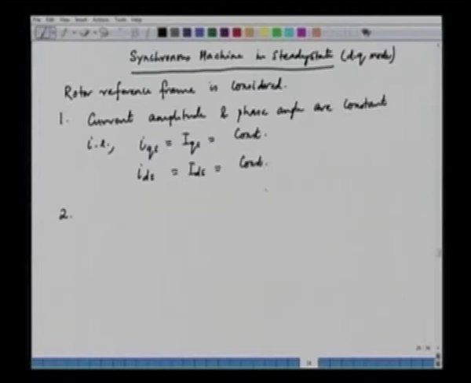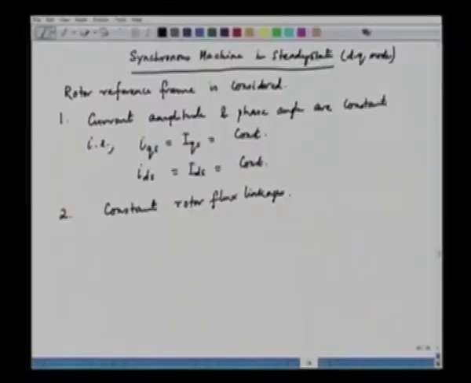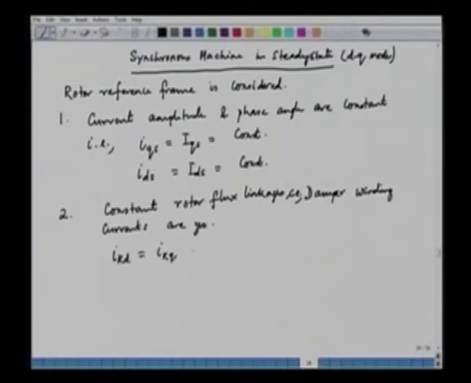And then we can also consider the rotor flux linkages to be constant. So, this implies the damper winding currents are equal to 0, because if the flux linkages in the rotor are constant, the damper windings do not have any current. So, IKD is equal to IKQ equal to 0. So, we can say here that damper winding currents are 0.